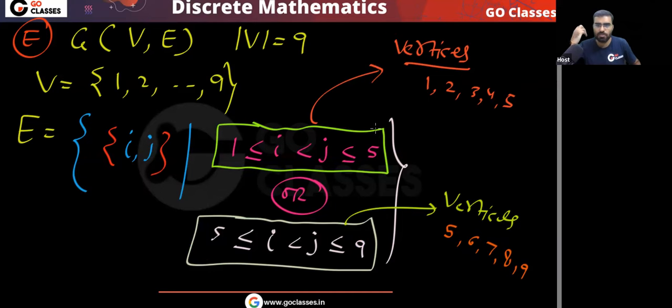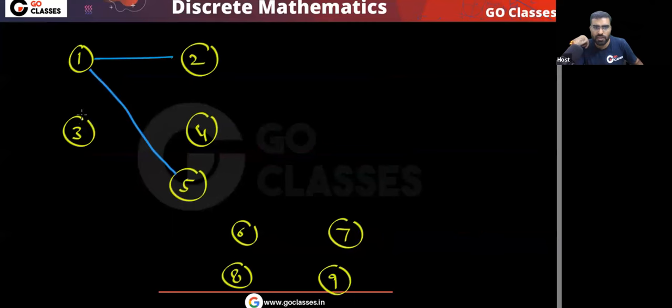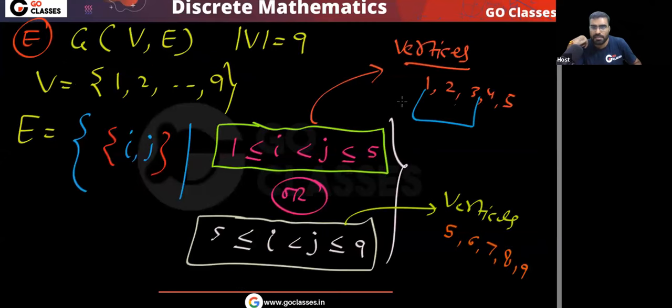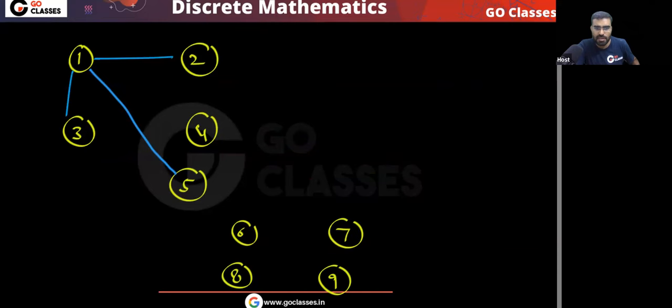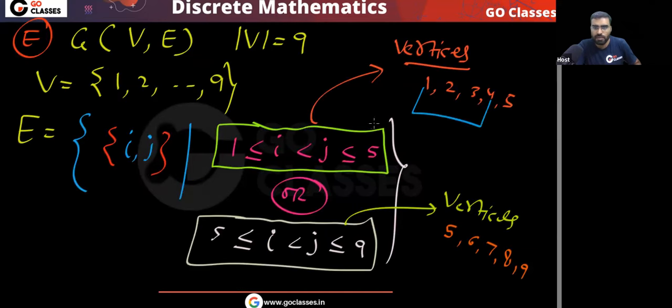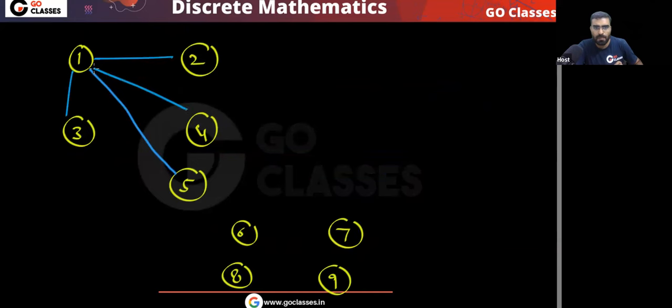Is there an edge between 1, 2? Yes, this condition is satisfied. You can take i equal to 1, j equal to 2. So there is an edge between 1, 2. What about 1, 3? Yes, i equal to 1, j equal to 3, this condition is satisfied, so there is an edge between 1, 3. What about 1, 4? Yes, i equal to 1, j equal to 4, so there is an edge between 1, 4.